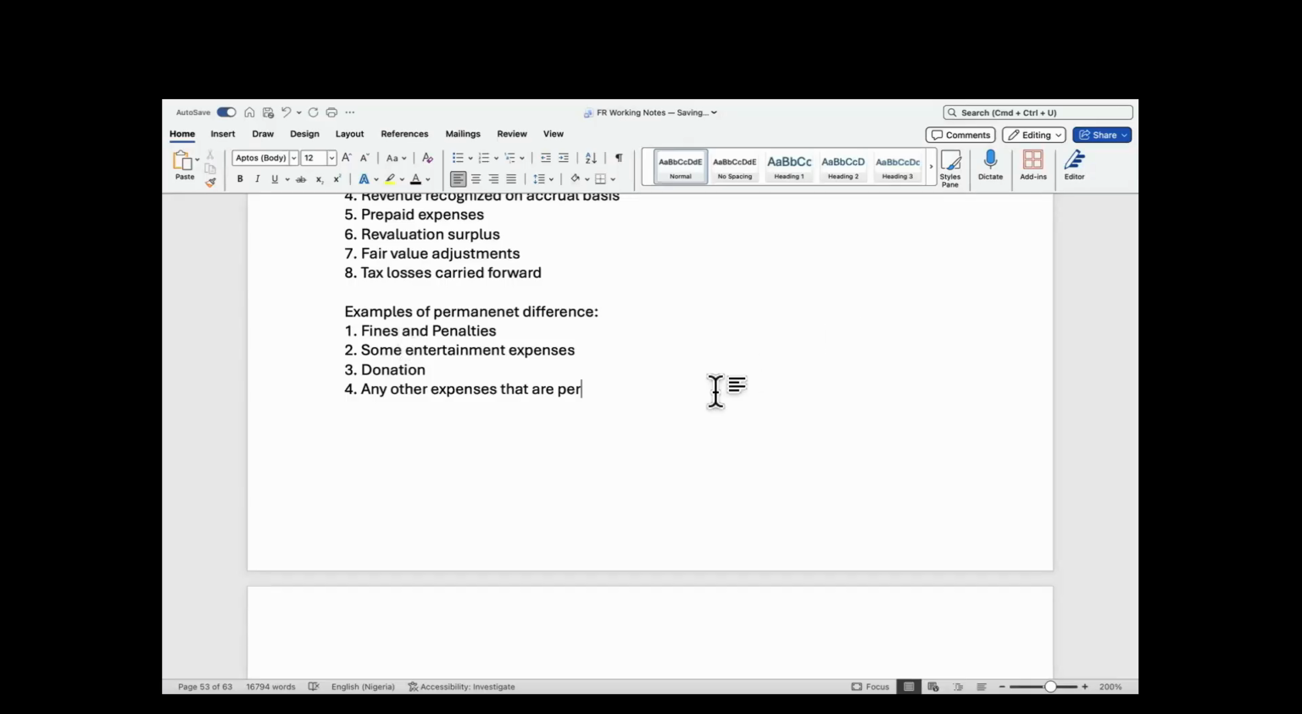Any expense that is permanently disallowed for tax purposes. Yeah. So that is the explanation.